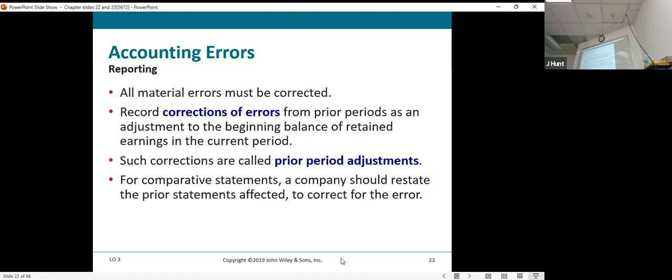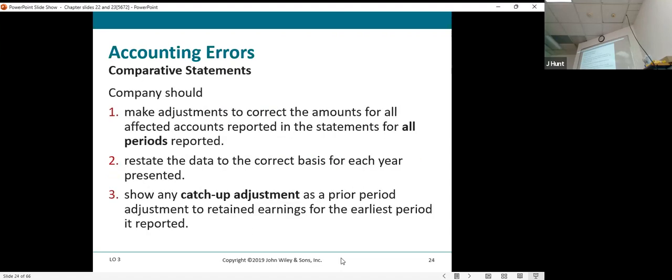Okay. So errors are very serious. And the company should make adjustments to correct the statements for all periods reported, restate the data to the correct basis for each year, and show a catch-up adjustment as a prior period adjustment.